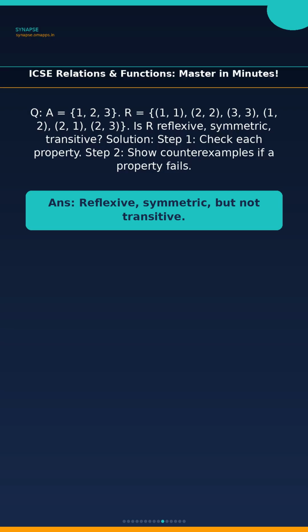Let A = {1, 2, 3}, and R = {(1,1), (2,2), (3,3), (1,2), (2,1), (2,3)}. Check if R is reflexive, symmetric, and transitive. R is reflexive because it contains (1,1), (2,2), and (3,3). R is symmetric because for (1,2), it also contains (2,1). However, it is not transitive because (1,2) and (2,3) are in R, but (1,3) is not.